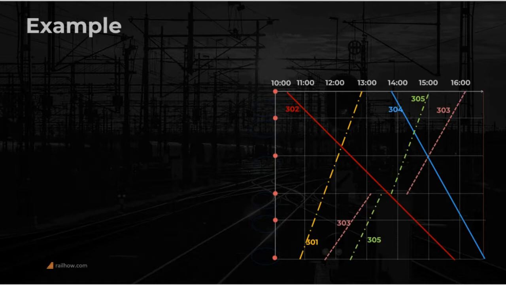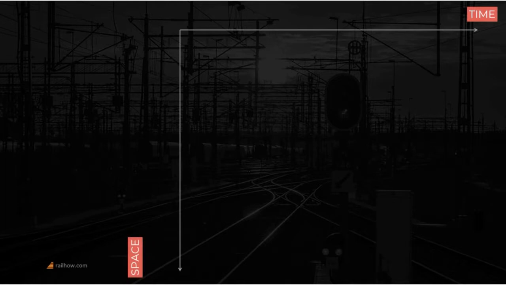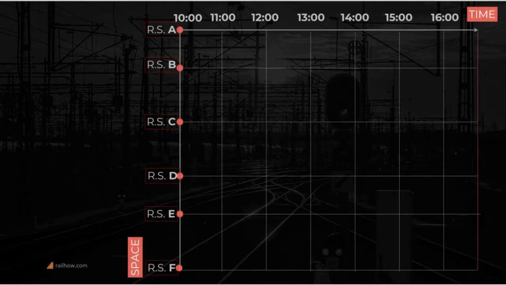The graph is presenting a line section with 6 railway stations and 5 blocks that are, in this example, the sections between the railway stations. Let us discuss the timetable on this graph that shows the circulation of 5 trains. We have the 2 axes, the horizontal axis presenting the time period, the vertical axis presenting the railway stations, as discussed before.